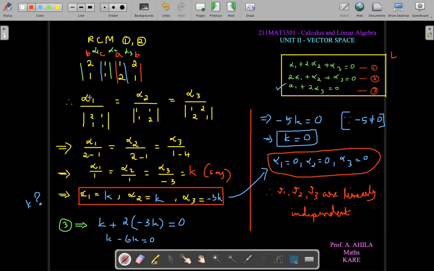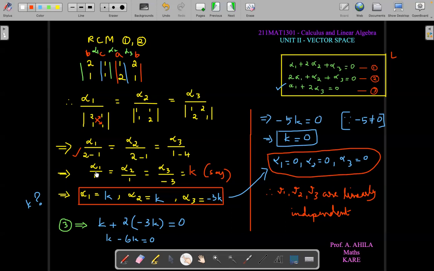Now simplify. Alpha 1 by 2 minus 1: we multiply these two minus multiply these two, so 2 minus 1. Similarly, alpha 2 by 2 minus 1. Similarly, alpha 3 by 1 minus 4. Now simplify: alpha 1 by 1, alpha 2 by 2 minus 1 is 1, alpha 3 by 1 minus 4 is minus 3. Now let us consider this ratio as k.